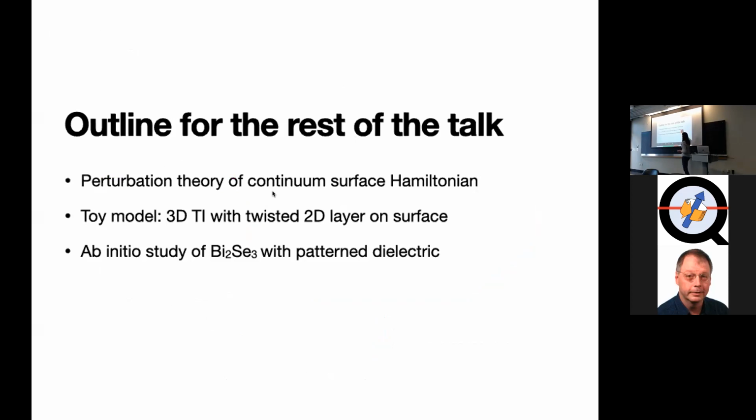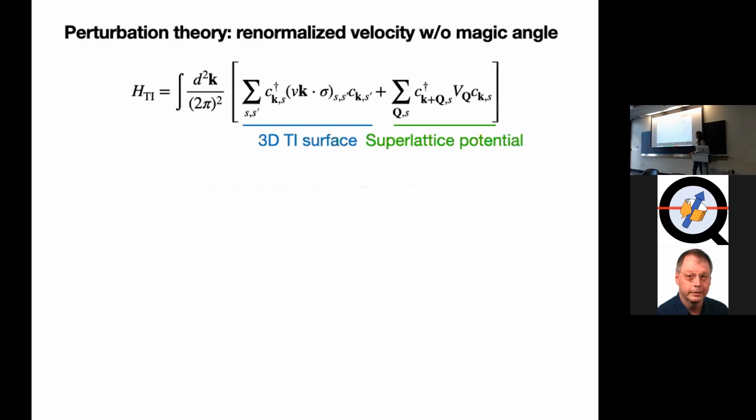And then we study two toy models. And these toy models are actually 3D models where we impose the potential on the surface. So I'll explain what they are when we get there. Okay, so starting with our perturbation theory. So again, this is our Hamiltonian.